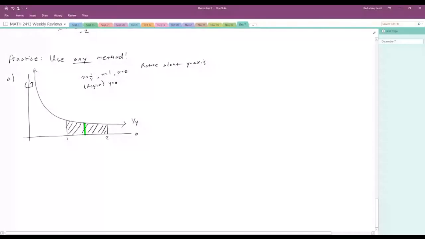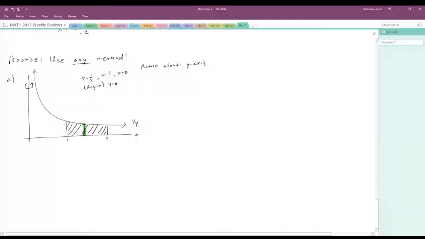I don't know if your professor went over how to tell whether you should use the shell or the washer based on this bar. But basically, this distance here I can represent using a height, but I can't really represent it using a washer. It would be hard to represent this height using a washer. So I'm going to use the shell method. Shell method, yay!